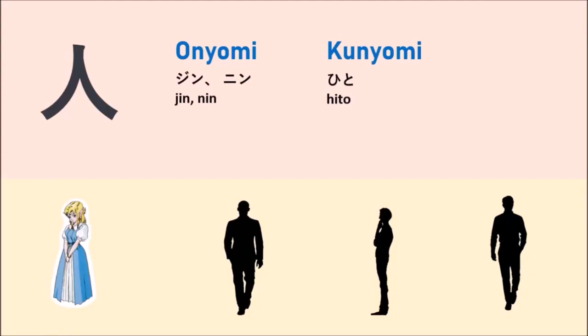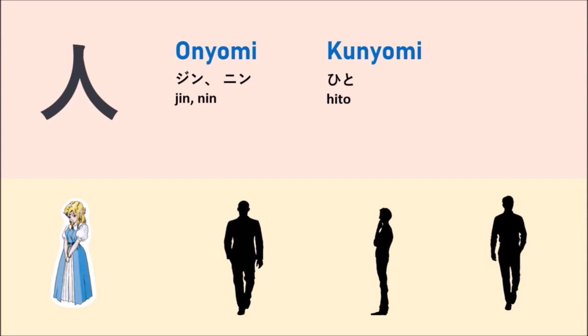This is about the people. In Japanese, when they write the letter for the people, they will write the kanji like this. And this kanji has the onyomi reading and kunyomi reading, as you see here.